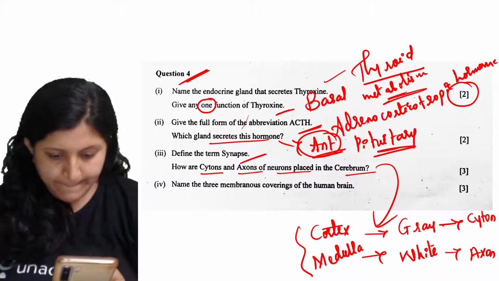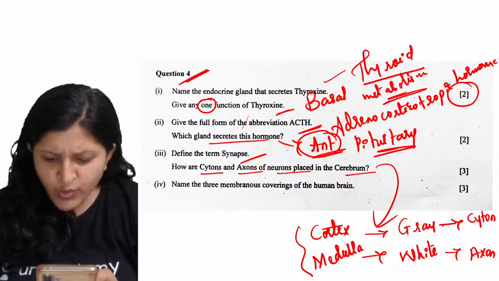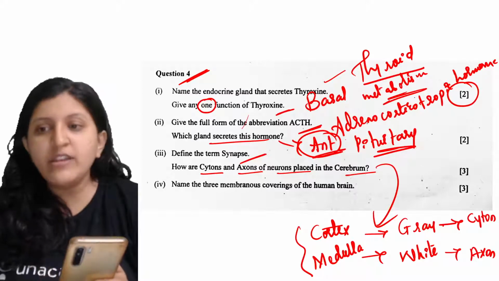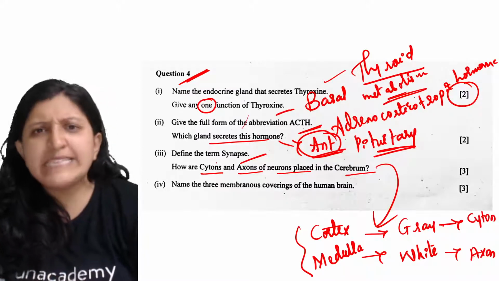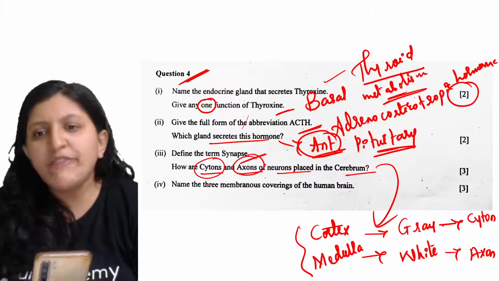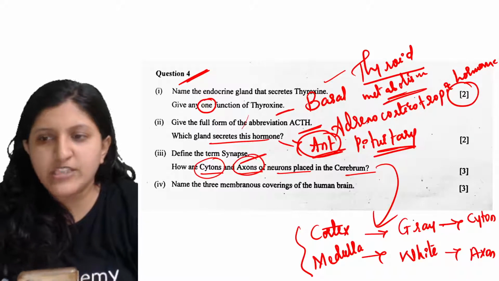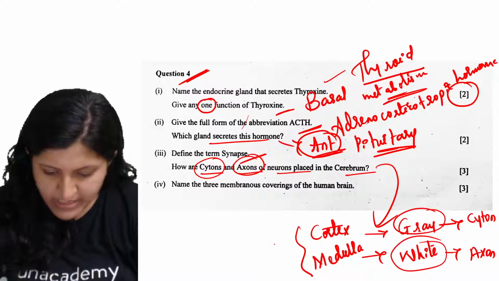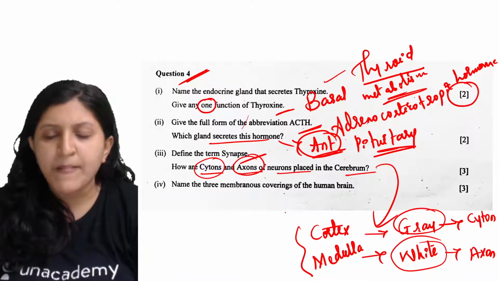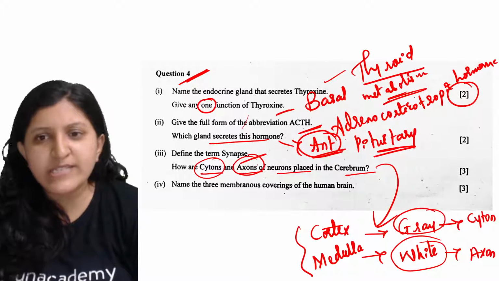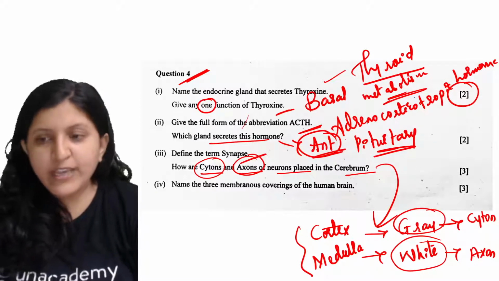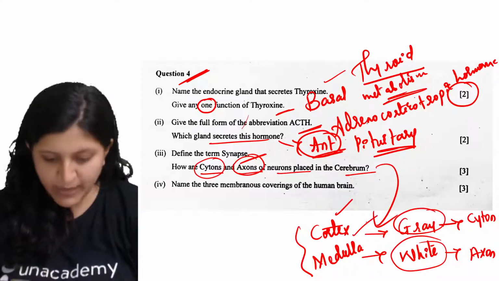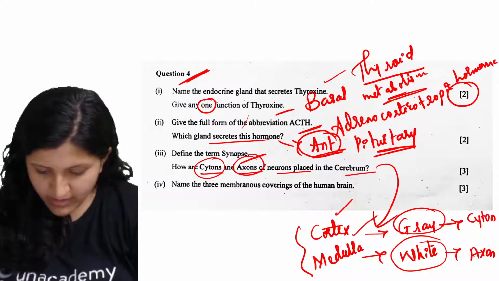Yes, so cortex, cell body, cyton, and medulla it is axon. You need to mention the gray matter and white matter also. Since they are asking only cyton and axon, even if you write the cortex region and medulla region, it is always better to mention this one. You need to mention cortex and medulla specifically in cerebrum. So you did not mention that. Then how did you say where cyton is present and axon is present? You just mentioned that gray matter and white matter are there. So you need to mention a cortex and a medulla.